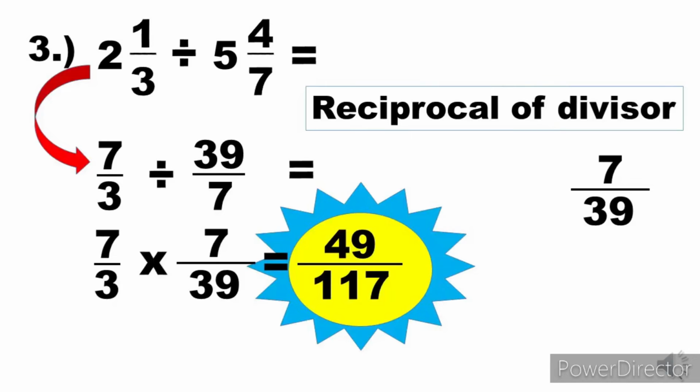And then, next step is, i-rewrite natin yung mga improper fraction na na-change natin. Okay? So, it becomes 7 over 3 divided by 39 over 7. And then, papalitan natin yung divide ng times and then get the reciprocal of the divisor. Which is, ang divisor natin dito is 39 over 7. So, it becomes 7 over 39. And then, times na natin numerator sa numerator. 7 times 7 is 49. Denominator sa denominator. So, 3 times 39 is 117.